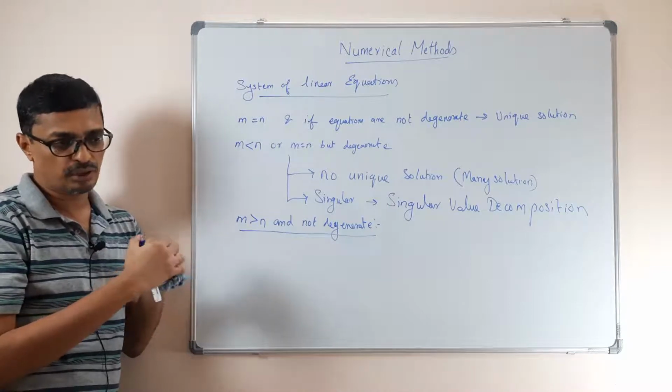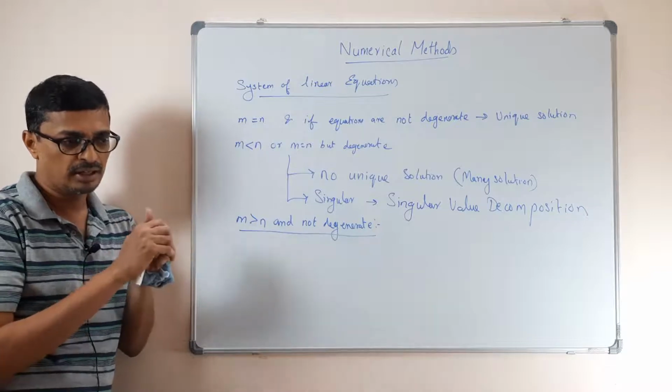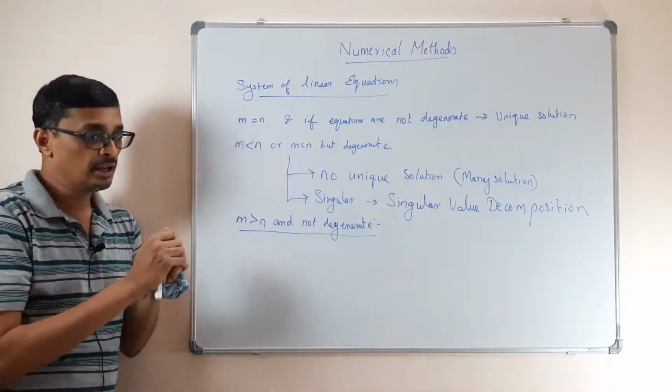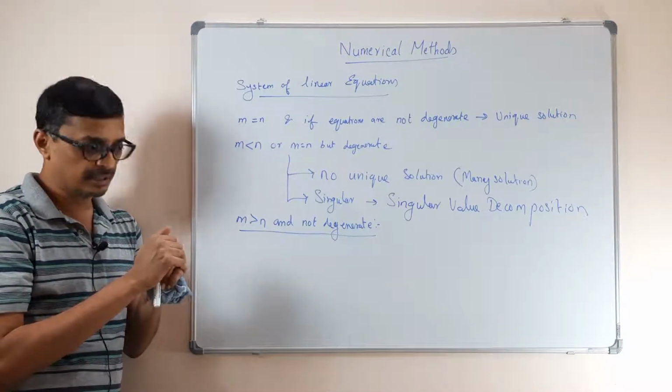And the first method is called the elimination method. Basically, you try to eliminate all the elements of the matrix A, make them 0, and find a solution. That we will see. It's a very simple method.